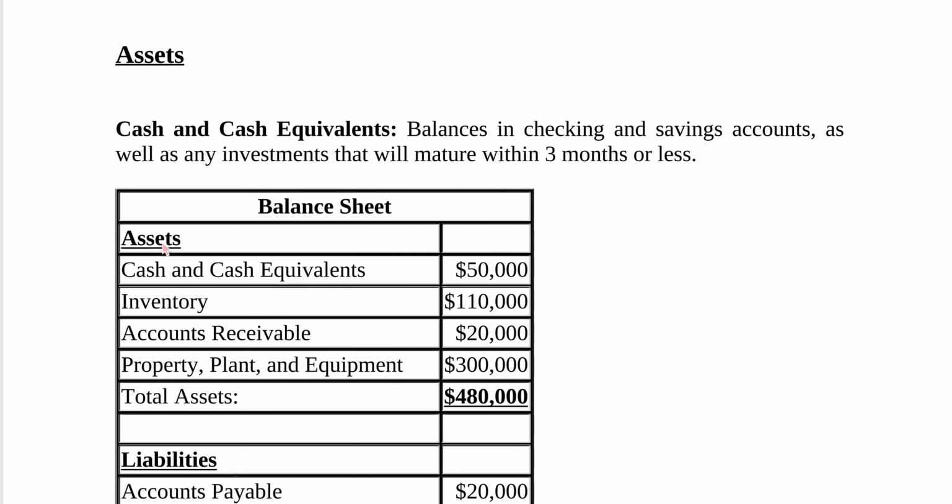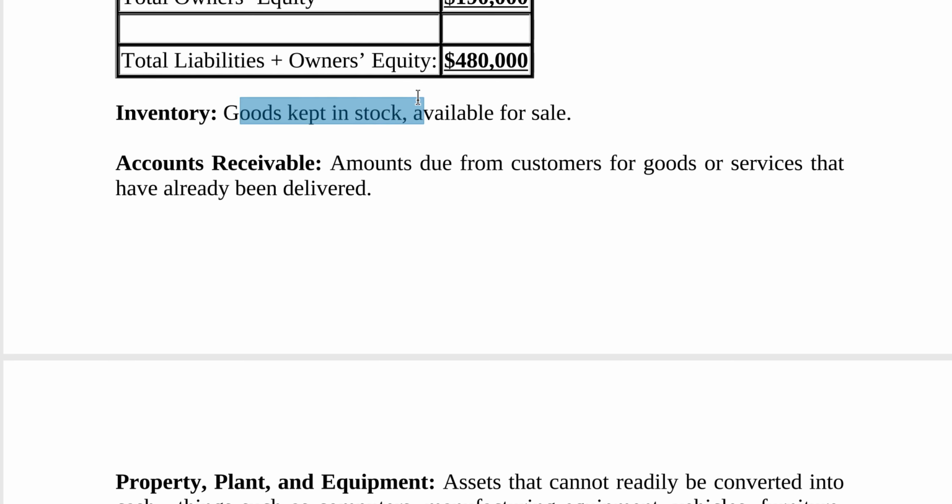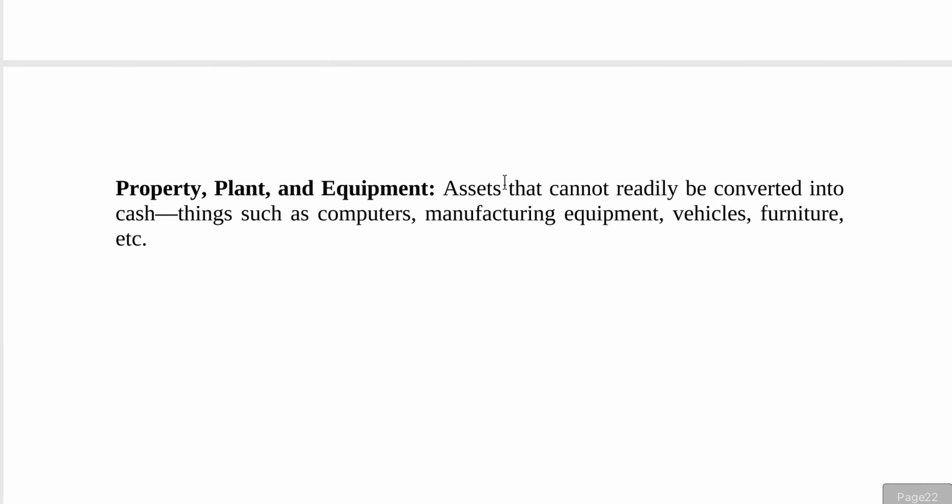Here we have given the meaning of all these assets. Cash and cash equivalents: balances in checking and savings accounts, as well as any investment that will mature within 3 months or less. Whatever balance we have in a current account or savings account in our bank is cash, and our other investments which will mature in 3 months or less are called cash and cash equivalents. Inventory: goods kept in stock available for sale. Accounts receivable: amounts due from customers for goods or services that have already been delivered. The company has delivered all the goods and services, but cash has not yet been received from the customers, so it is called accounts receivable or debtors. Property, plant and equipment: assets that cannot readily be converted into cash, such as computers, manufacturing equipment, vehicles, furniture, etc.